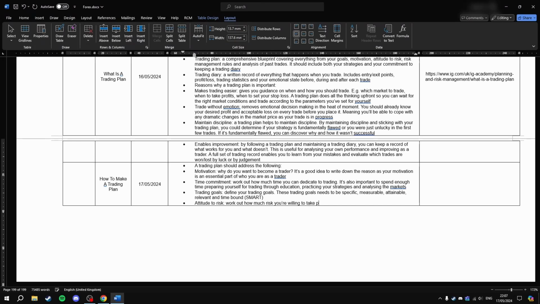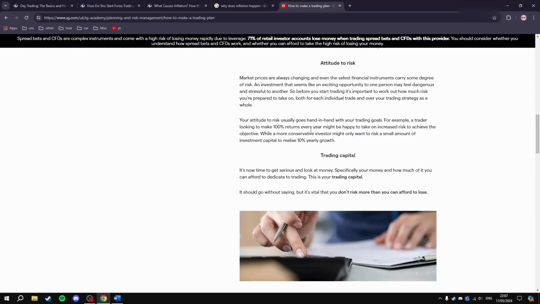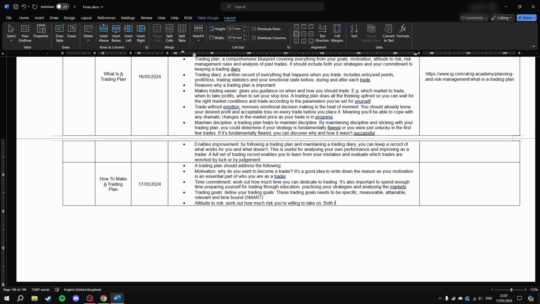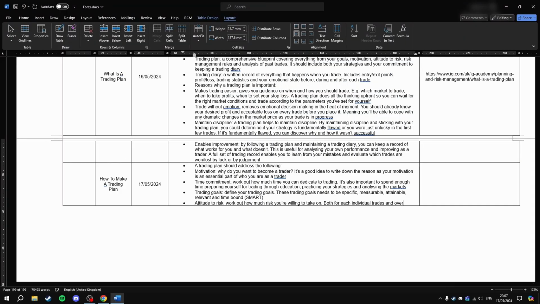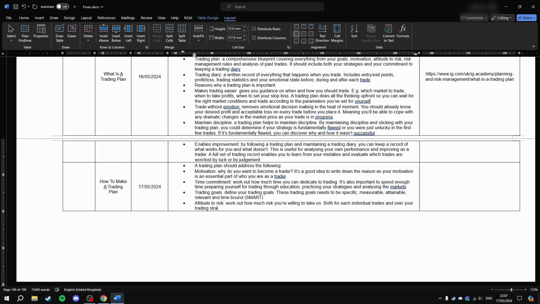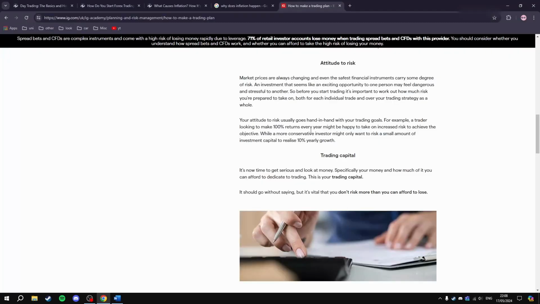Work out how much risk you're willing to take on, both for each individual trade and over your trading strategy as a whole. Your attitude to risk usually goes hand in hand with your trading goals.